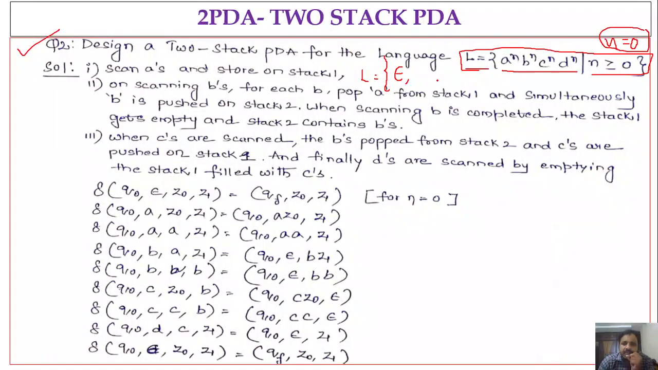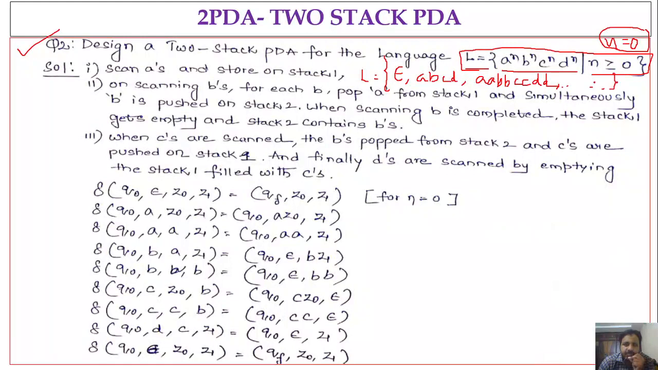So epsilon is going to be accepted here since n is starting with 0. Next, a power 1, b power 1, c power 1, d power 1, so abcd will be the second string. Next, a square, b square, c square, d square, so aabbccdd, that will be another string. If you keep on substituting different n values, you will get different combinations here.